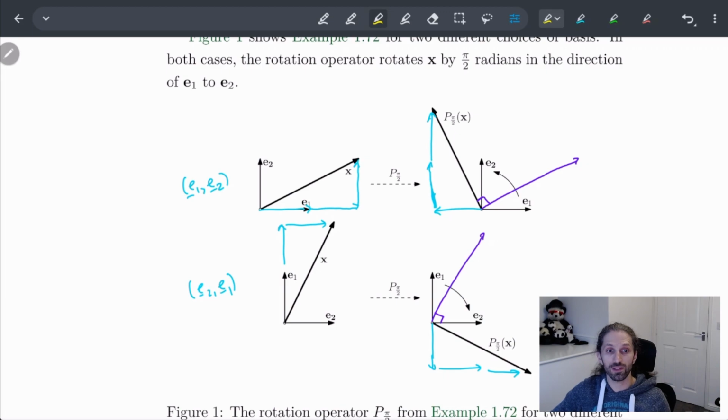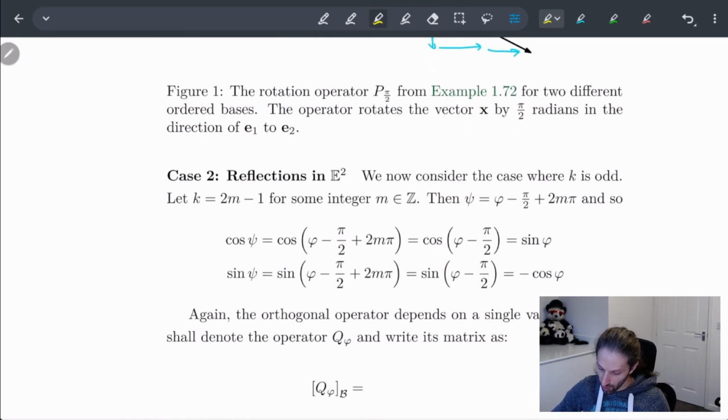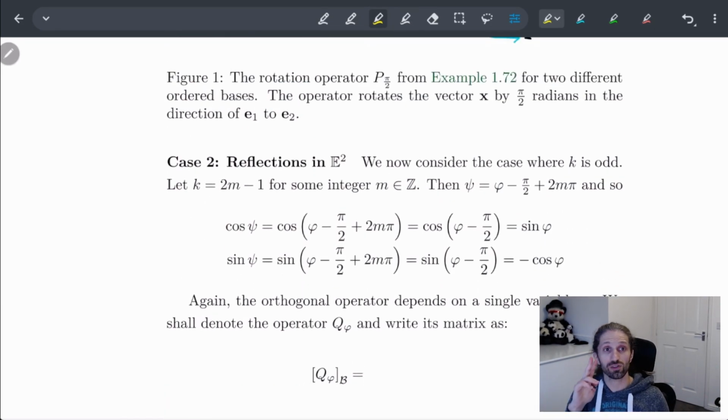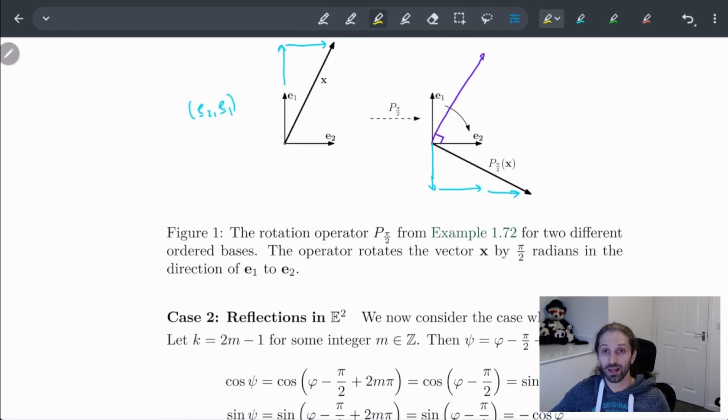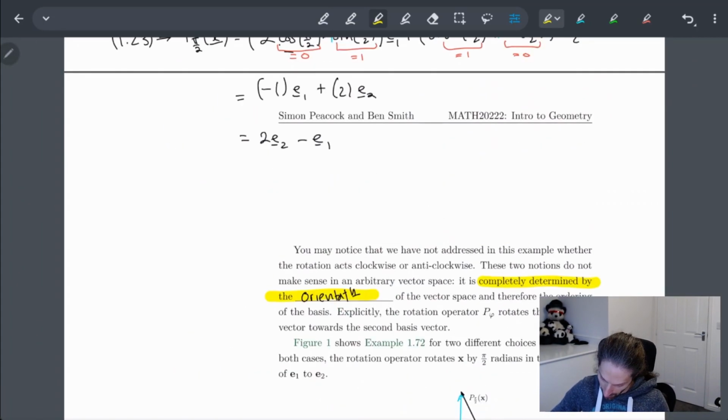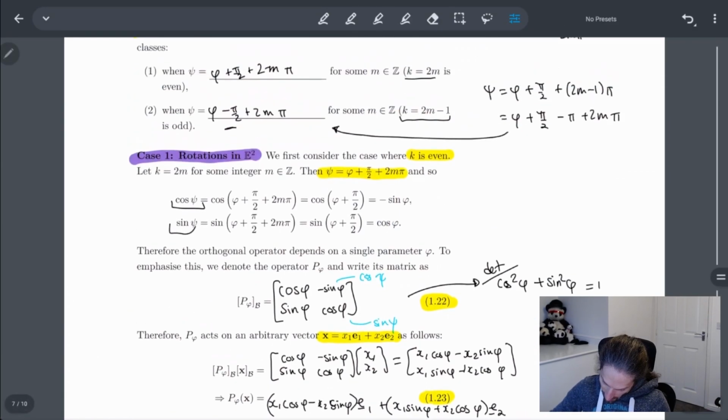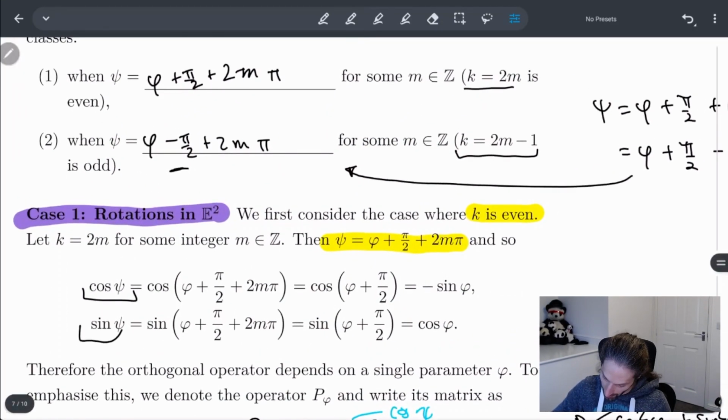So we'll stop this video here. In the next video, we're going to look at the second case. Remember, the first case was when k is equal to 2m, so k is even. Let us now go to the second case, when k is odd. In the next video, we'll see that these actually correspond to reflections in two dimensions.